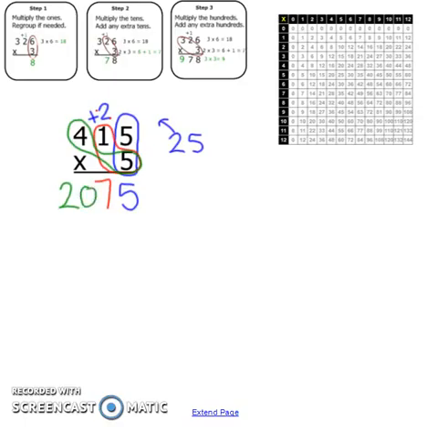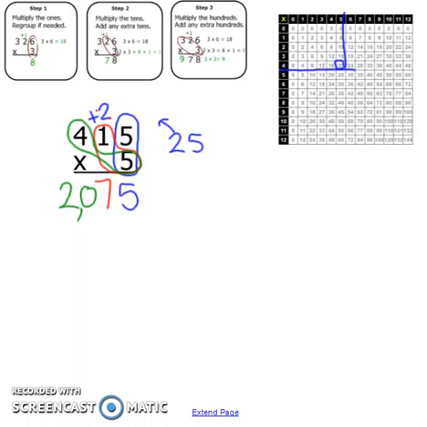I need to add a comma after the thousands place. So my product is 2,075. 415 times 5 is 2,075. If I'm not sure of a fact as I'm going along, I can always use my hundreds chart over here to multiply. If I didn't know 4 times 5, I could come over here and say 4 times 5 is 20, and use that to help me find my answer.